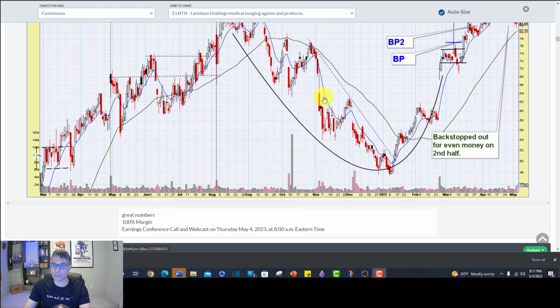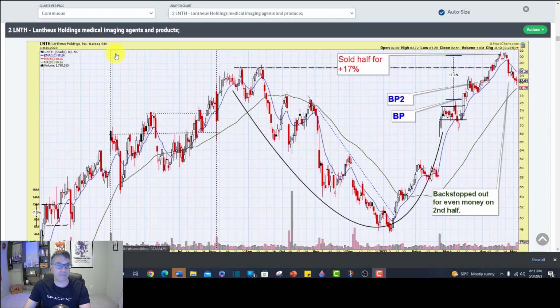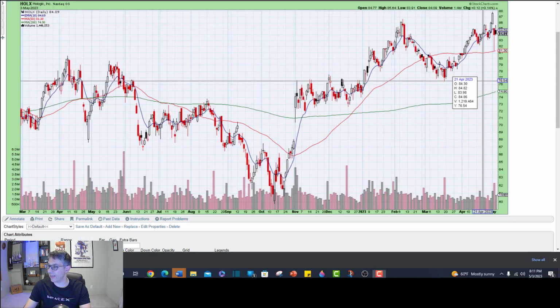Now it's coming down. It's probably going to bounce off of the 50-day moving average. Why do I have the, oh, my trend lines are all messed up. I got the 50-day on here twice. Anyway, it'll probably bounce off the 50-day.